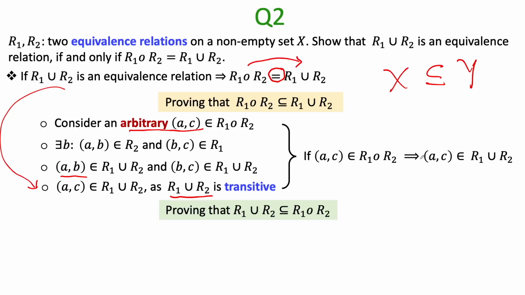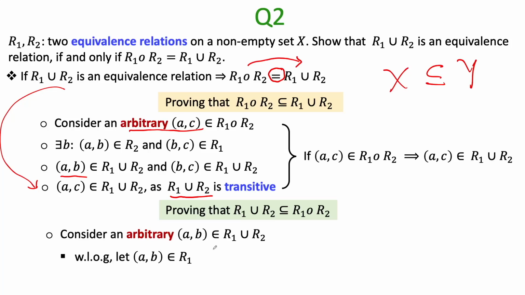Let's prove now Y is a subset of X. Namely, we will prove that the union of R1 and R2 is a subset of the composition of R1 and R2. So again, let's take an arbitrary ordered pair (A, B) present in the union of R1 and R2. We will show it is present in the composition of R1 and R2. Again, there could be two cases depending upon whether (A, B) is in R1 or whether (A, B) is in R2. So again, without loss of generality, assume that it is present in the first relation.